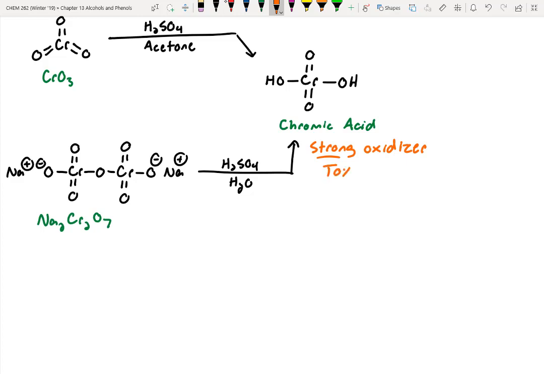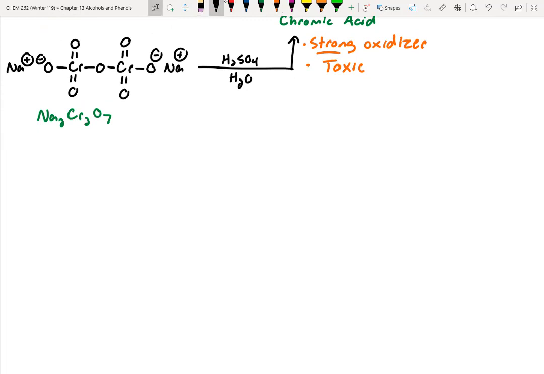And it's toxic. Those are the 2 main things to remember about chromic acid. It's a really, really, really strong oxidizer. In fact, it can do a lot of different oxidation chemistry beyond what I'm showing you right now. All right, so let's take a look at chromic acid as a strong oxidizer.